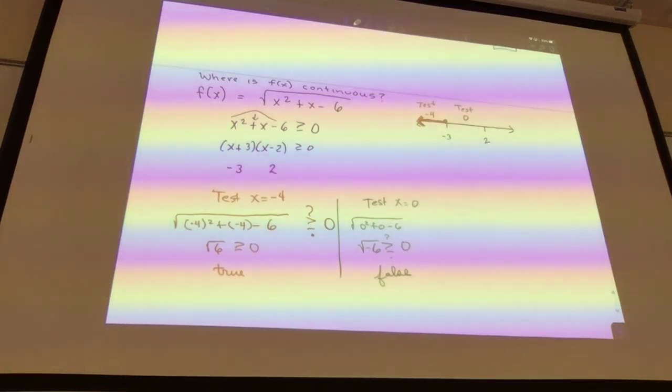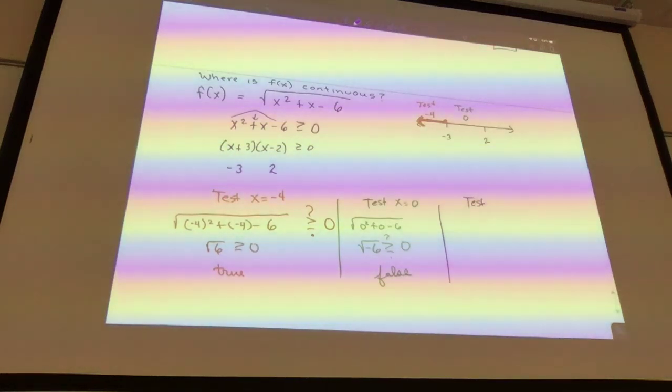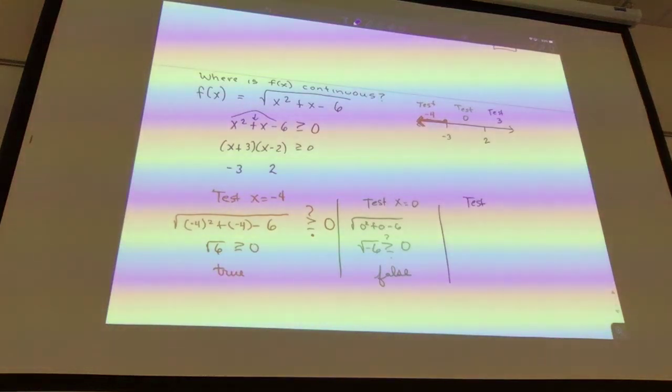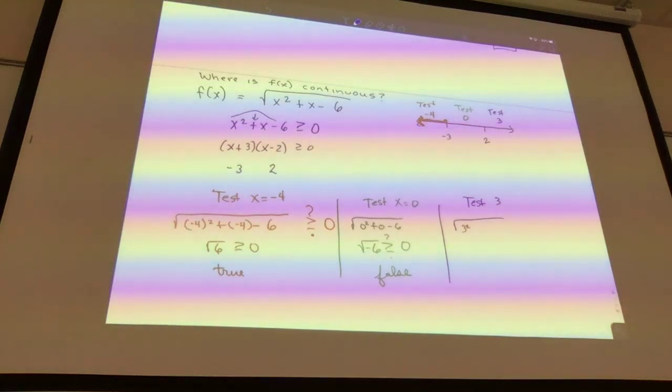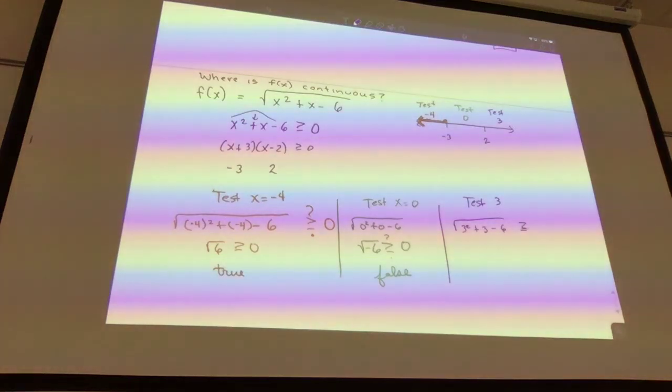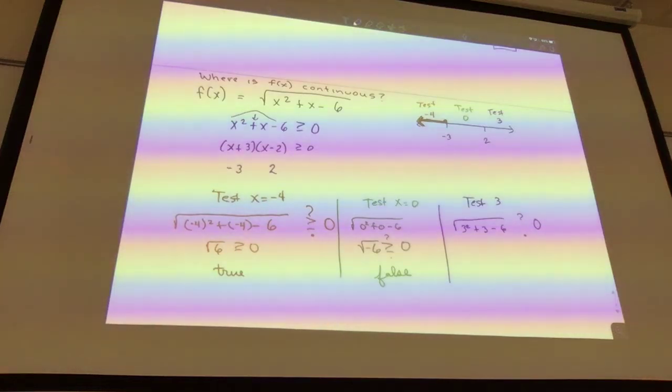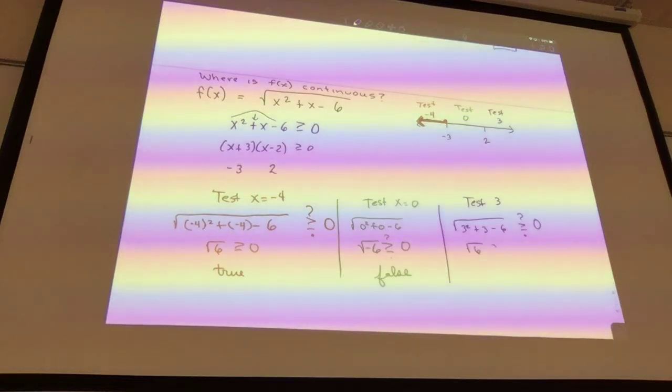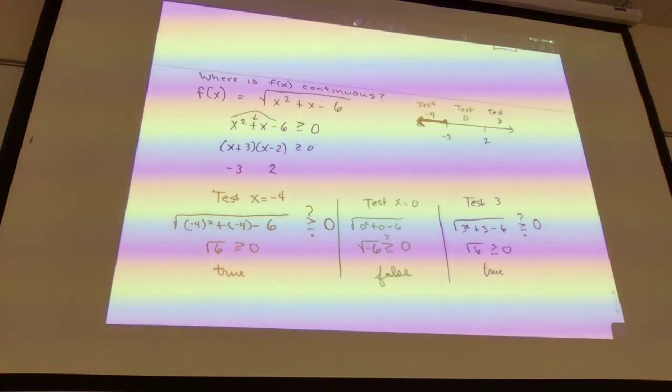All right, and we're going to test one more interval, to the right. I'm just going to pick positive 3. You can pick anything, you don't have to pick the same ones as me. Just pick some value in that interval. So that would be 3 squared plus 3 minus 6. Is that greater than or equal to 0? 9 plus 3 is 12, minus 6 is the square root of 6. That is true. Therefore, I want to shade that.